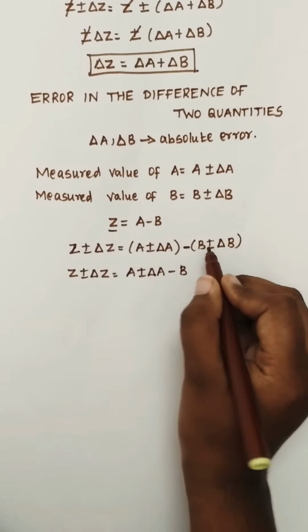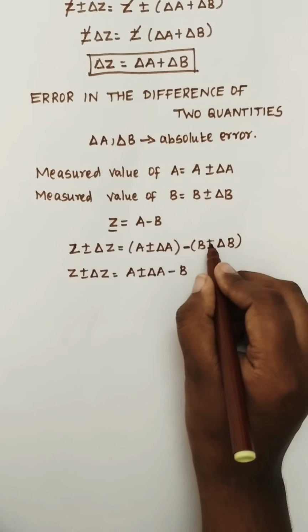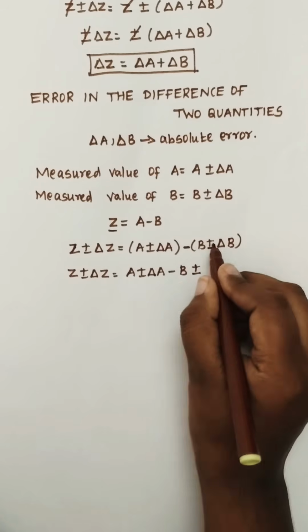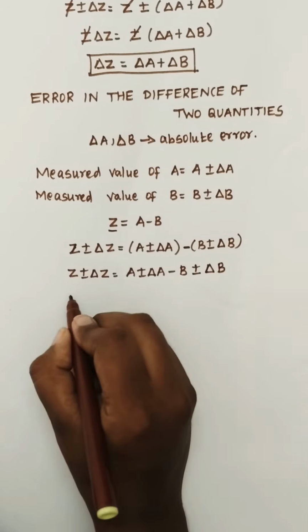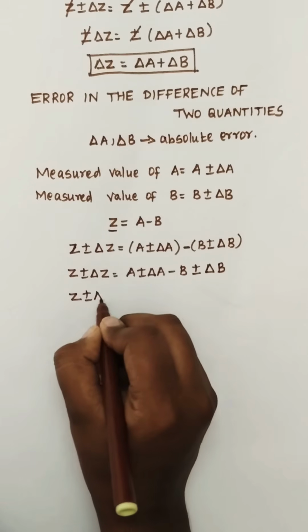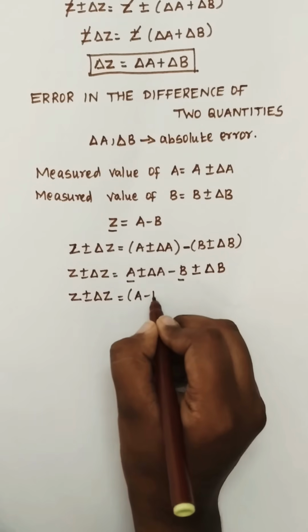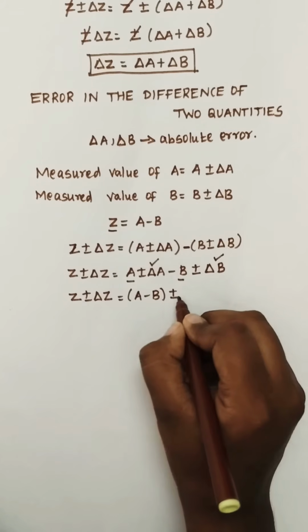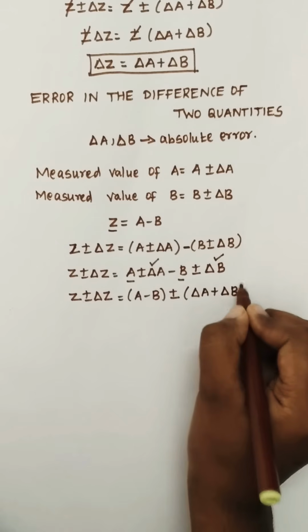So minus into plus or minus, once again minus into minus it is plus, right? Plus into minus it is minus. So either way once again the same term will come, that is plus or minus. So minus into plus or minus, once again I am writing this as plus or minus into delta B. So Z plus or minus delta Z, club these two terms and write A minus B. So in these two terms plus or minus is common, so plus or minus delta A plus delta B.